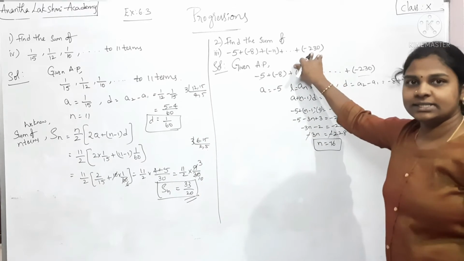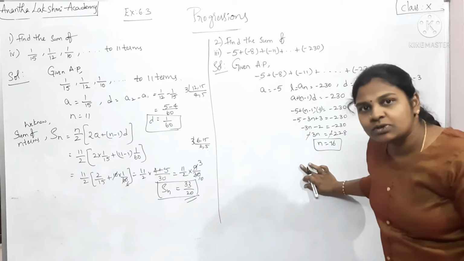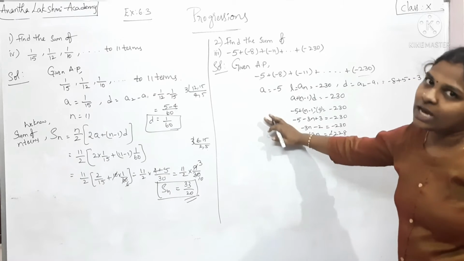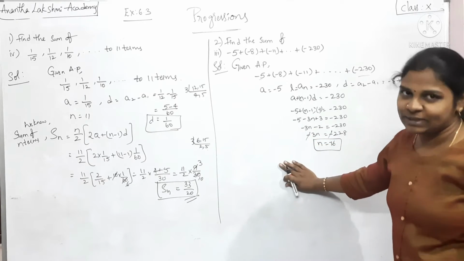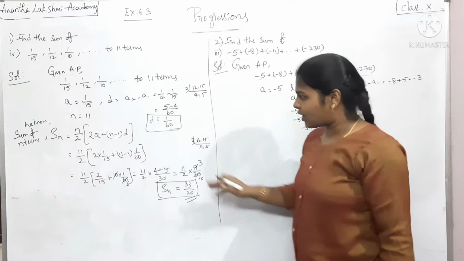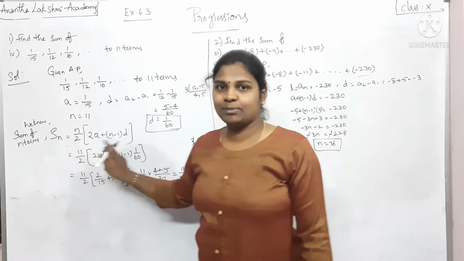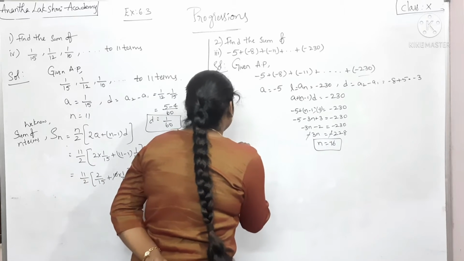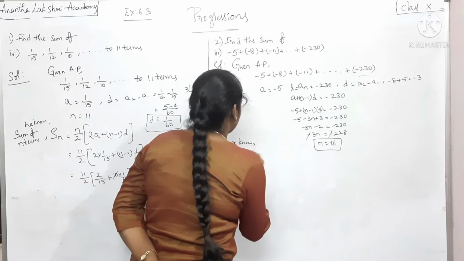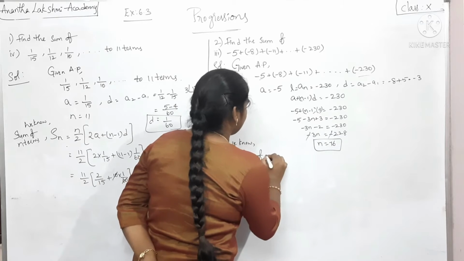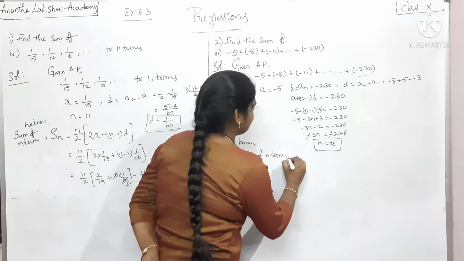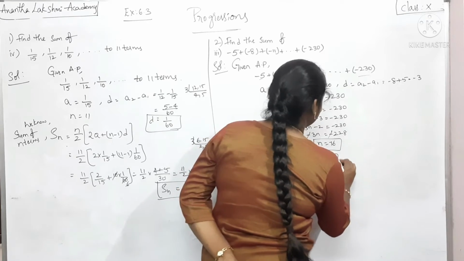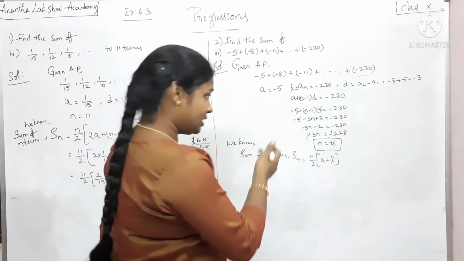Can we figure out the sum? Yes. Either you can substitute in the formula n by 2 into 2a plus n minus 1 d, or you can do n by 2 of a plus l, or a plus an. As we have already solved this particular problem using the classic formula, let us use one more formula. We know the sum of n terms, Sn, is equal to n by 2 into a plus l. The last term is known and the number of terms is also known, right?